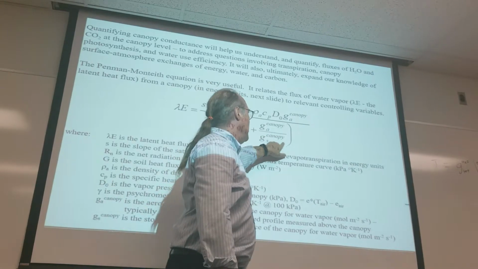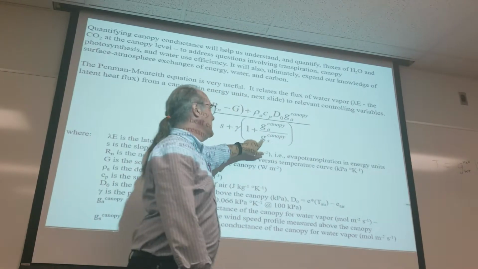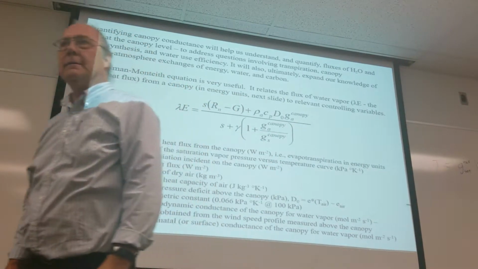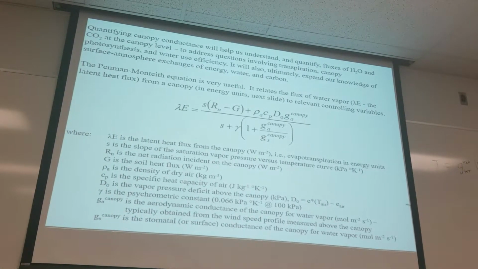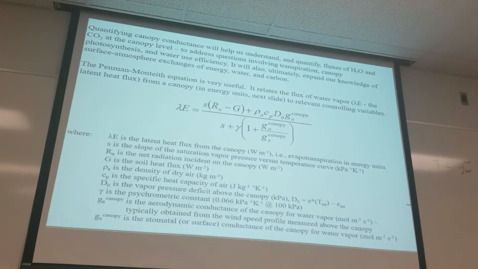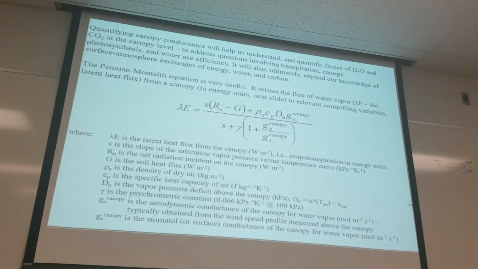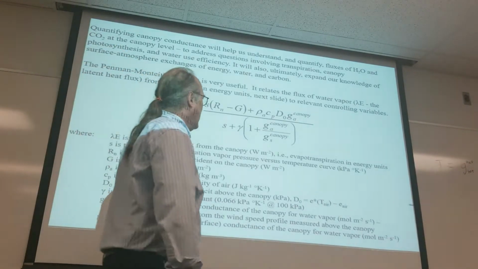But the real bear in this equation is, what do you use for canopy conductance? How do you know what the canopy stomatal conductance term is? It depends on light, it depends on VPD, it depends on how dry the soil is, all kinds of things. How do you do that?